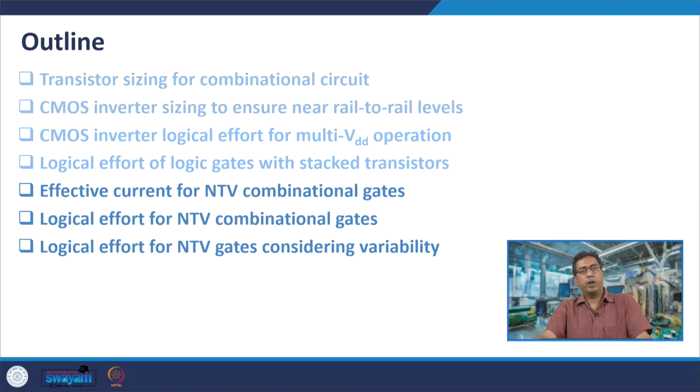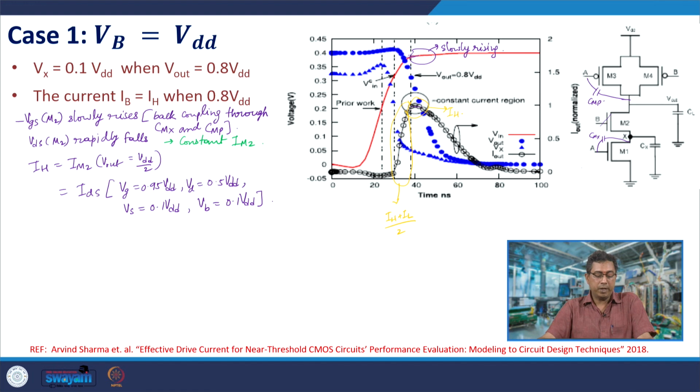So, today in this lecture we will do an effective current model for a near threshold voltage NAND gate with its upper transistor switching, and then we will discuss how logical effort is related to these effective currents, and then we will discuss how one can consider logical variability in logical effort in the near threshold voltage regime at an early stage of design. So, in the previous lecture we had discussed the case where the lower transistor is switching and we had obtained the values of IH and IL.